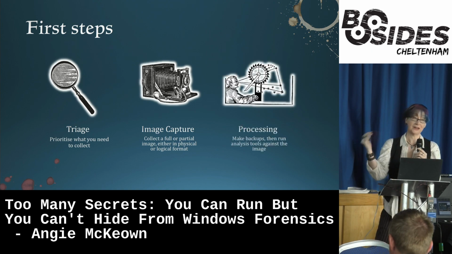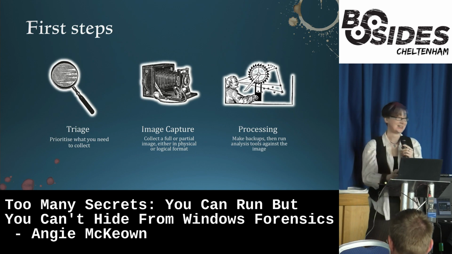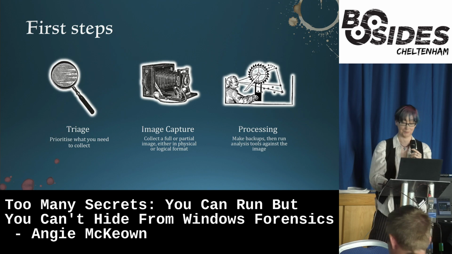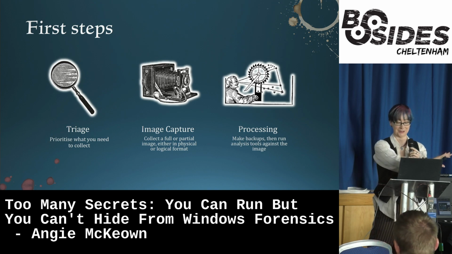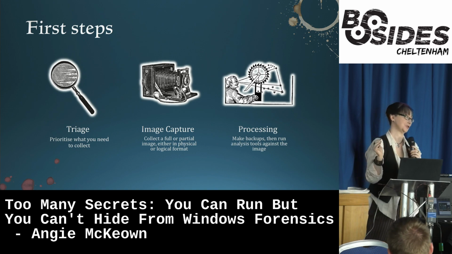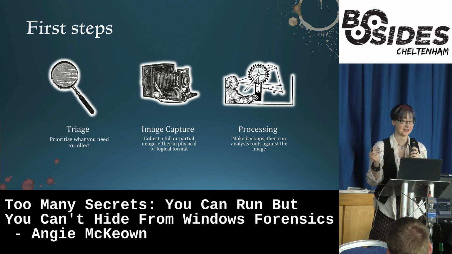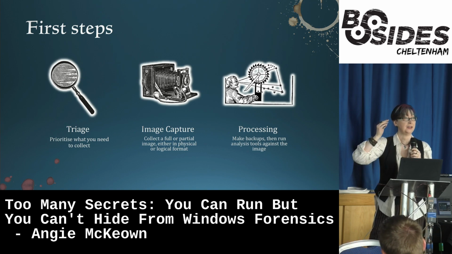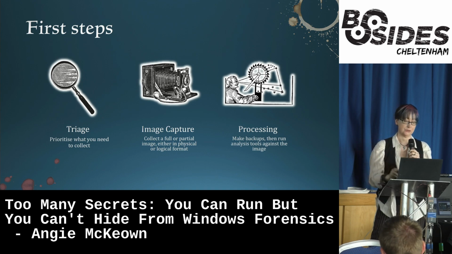And then finally, we get to processing. Ideally, this is the part I would like to come in at, just to be handed an image to work on, because then you don't have to deal with all that other stressful stuff. So first of all, before we do anything else, we start with a backup. And that's in case our tools accidentally make changes or we mess up. And then once we've got our backup, we run some tools against the image.